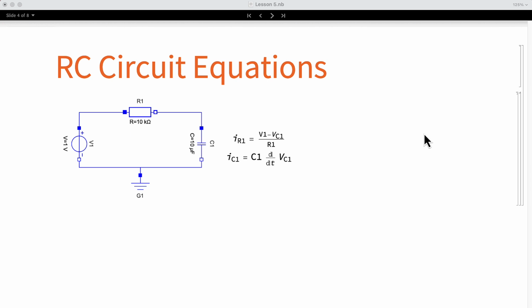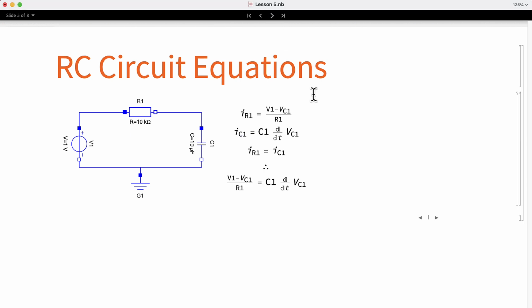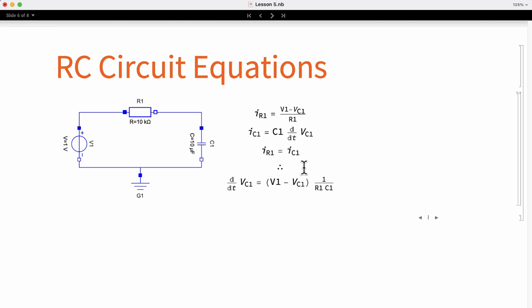Now let's put together the equations that we know for each component. The current of the resistor is the input voltage minus the voltage of the capacitor VC1 divided by the resistor value. The current of the capacitor is given by the differential equation that we learned before, but here it is slightly rearranged. One important thing to notice is that the current of the resistor and the capacitor are the same because they are connected one after the other. If we replace the equations for the currents, we get the following equation.